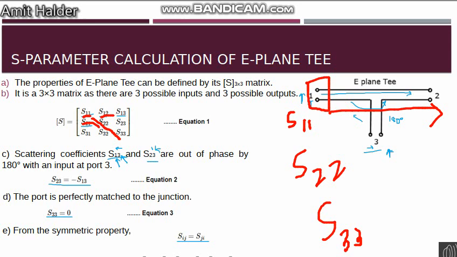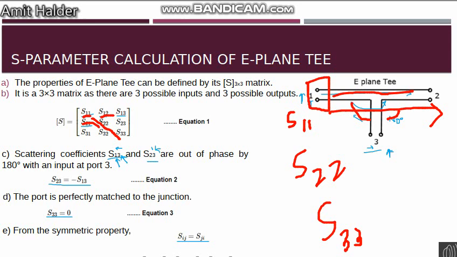And for the collinear coefficients, collinear means the simple E plane T, that means S13 and S23. For these two ports, there is a 180-degree shift.